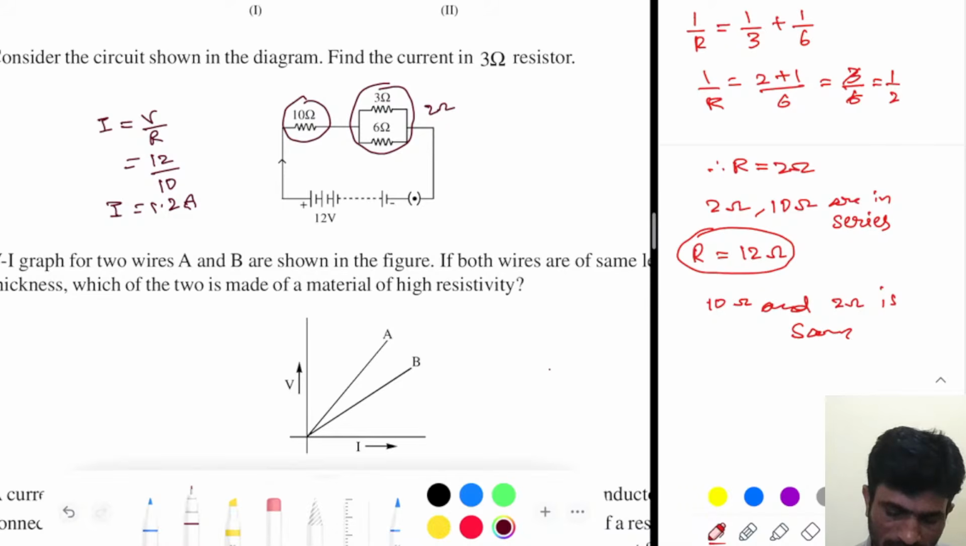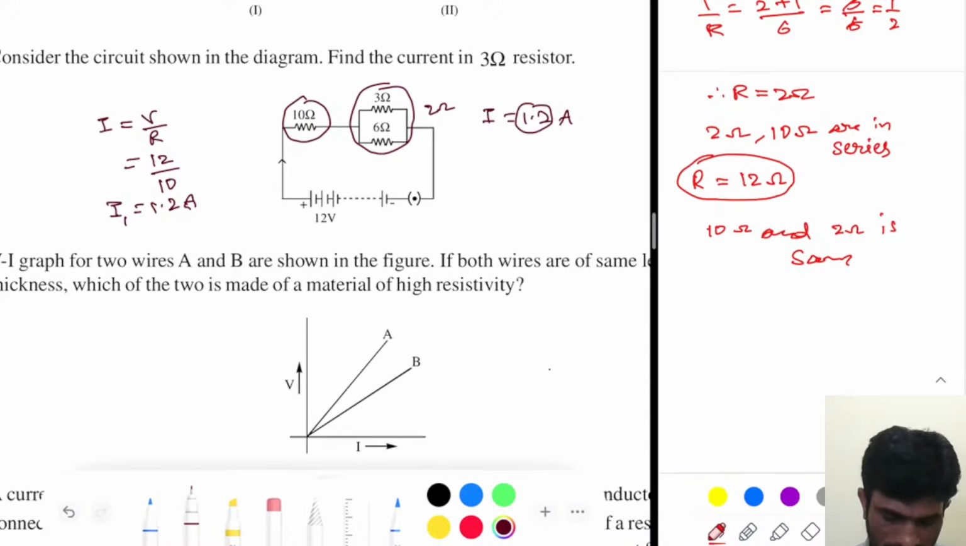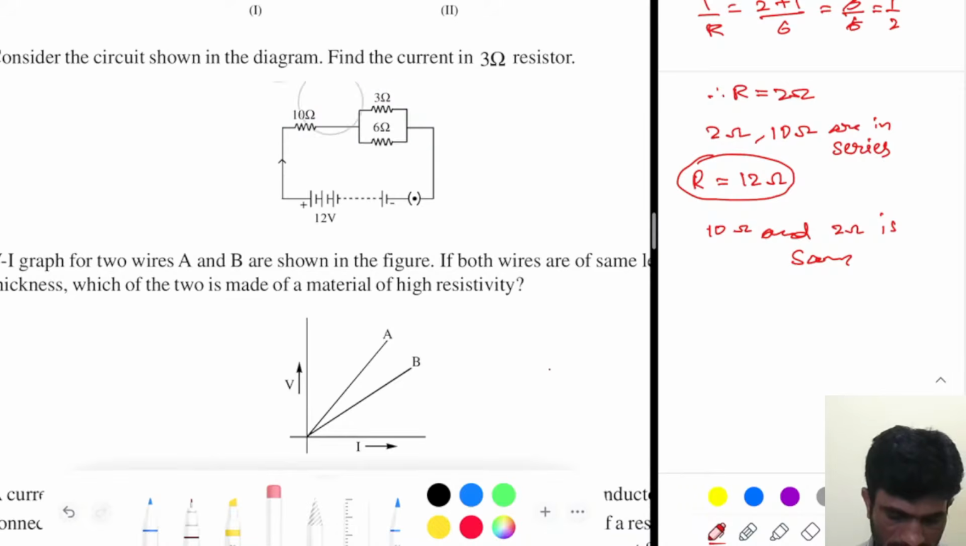Then the current through 2 ohms is also 1.2. But this 1.2 amperes will be divided now. When it comes to 3 ohms and 6 ohms it will be divided. Now the current through 3 ohms, one second, we will do it here again. Let's see what happens.